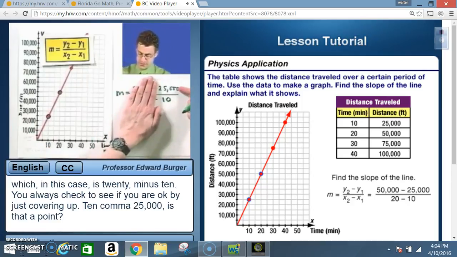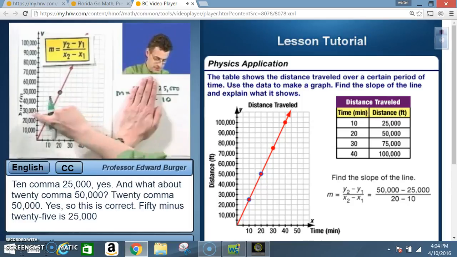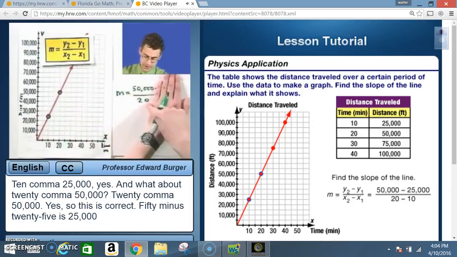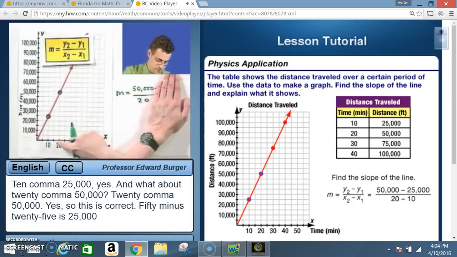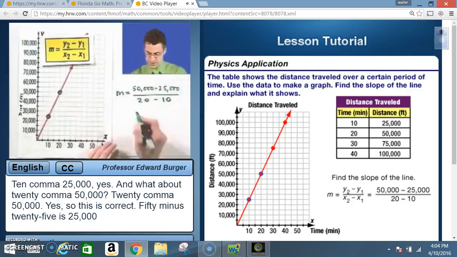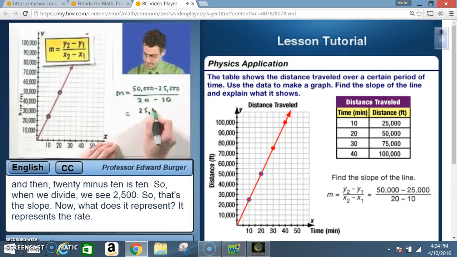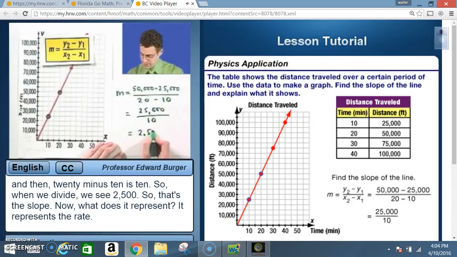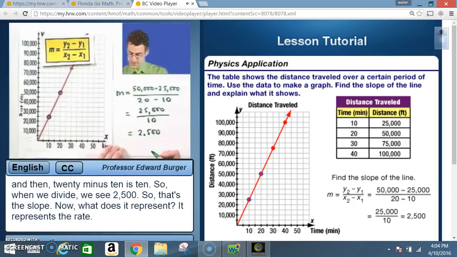You can always check to see if you're okay by just covering up. 10 comma 25,000, is that a point? 10 comma 25,000, yep. And what about 20 comma 50,000? 20 comma 50,000, yep. So this is correct. 50,000 minus 25,000 is 25,000. And then 20 minus 10 is 10. And so when we divide, we see 2,500. So that's the slope.